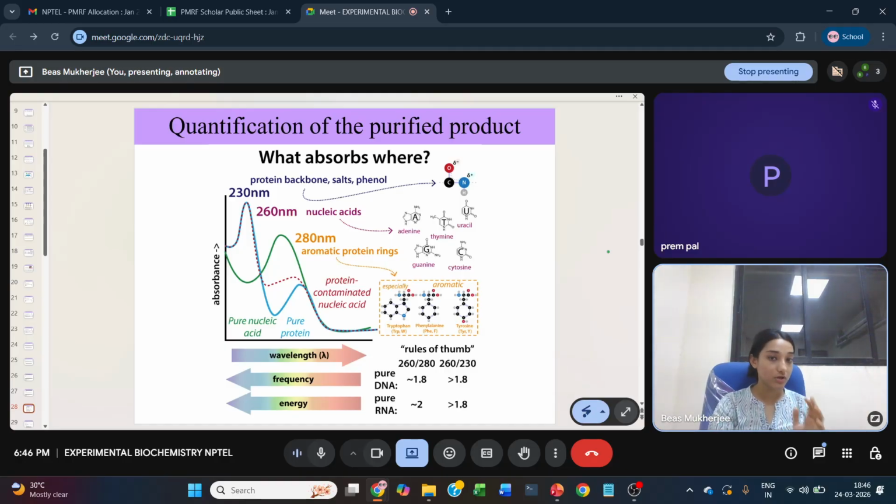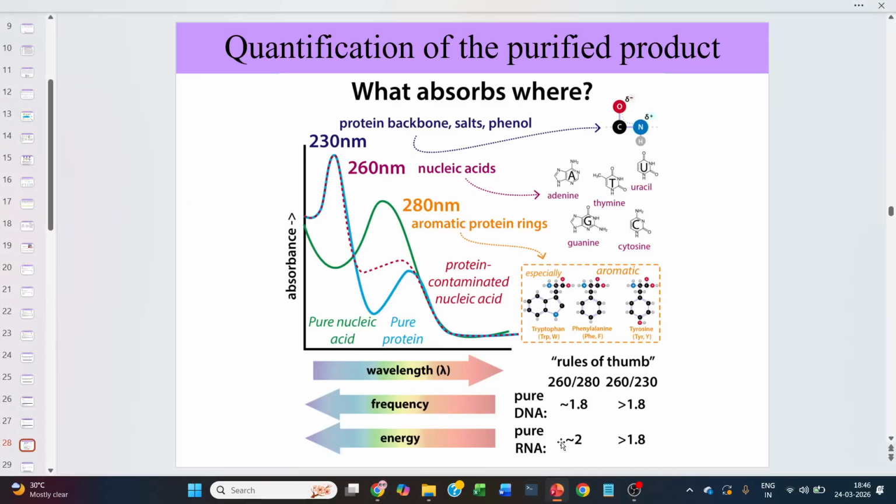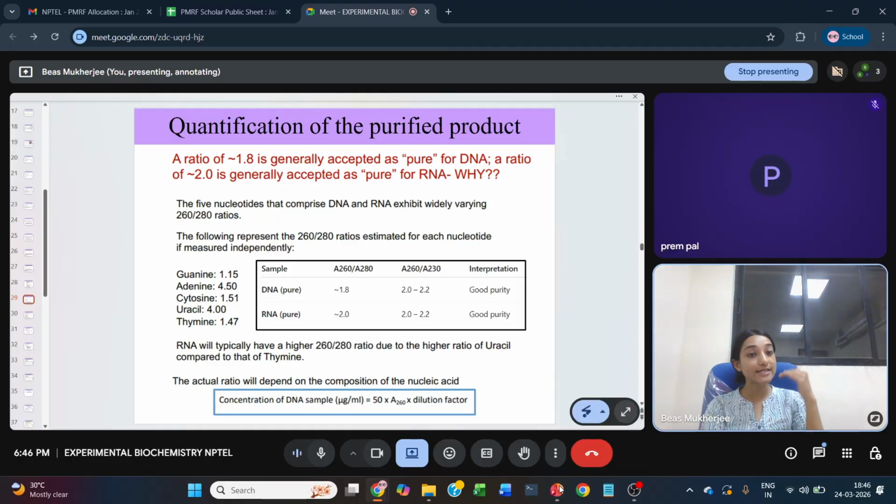Okay, now thumb rule. So 260 by 280 for pure DNA it is 1.8 and for pure RNA it is around 2. 260 by 230 is 1.8 for pure DNA and for pure RNA it is more than 1.8. So more than 1.8 for both. Okay. If this 260 by 280 ratio is less, that means the absorbance at 230 is more. That means there is a lot of salts in that sample, right? And if the 260 by 280 ratio is higher, that means there is contamination from proteins that we can see in this figure, in the table.